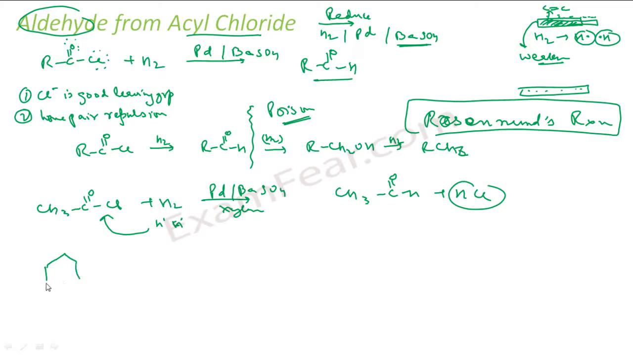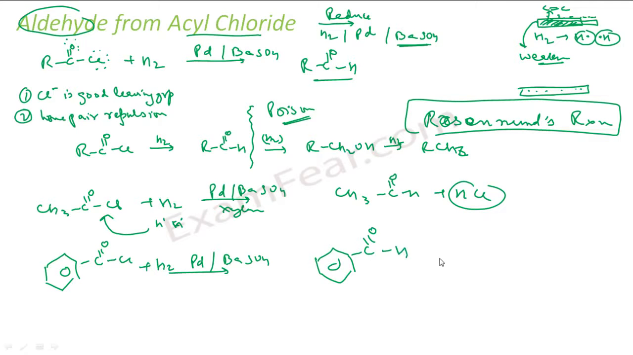Correct. Another reaction, if you want for aromatic, you have this compound. In this also you add hydrogen in the same situation, BaSO4 and xylene. What you get is Cl is replaced with H and you get HCl, and this compound is benzaldehyde. We already know this compound. Correct. So we can easily prepare aldehyde from acyl chloride using Rosenmund reaction.